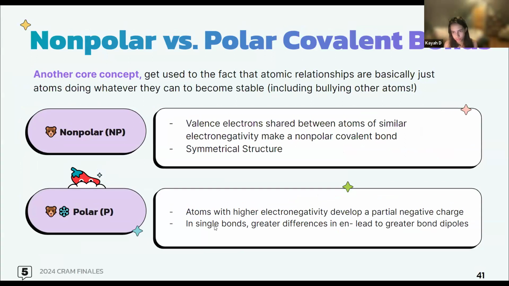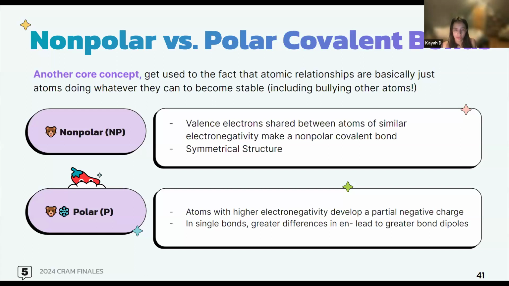Another really important concept is nonpolar versus polar covalent bonds. Atomic relationships, kind of as a joke, are basically just atoms doing whatever they can to become stable, right? So they don't care if they steal your electrons or anything like that. They just want to become stable. And so now we have nonpolar and polar covalent bonds.